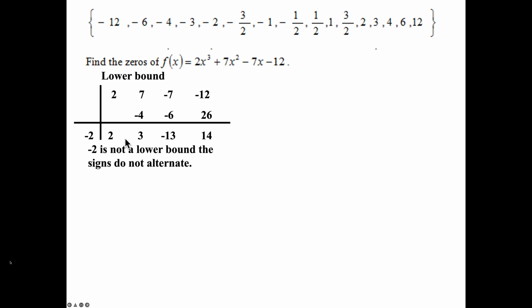Your signs are not alternating. So here's an example of doing the lower bound test. We'll come back to that in just a second, because now I want to demonstrate the upper bound.